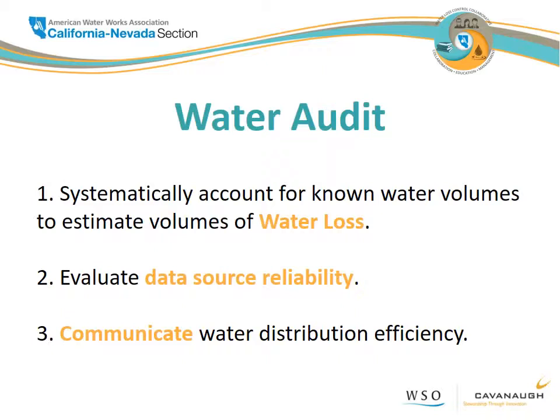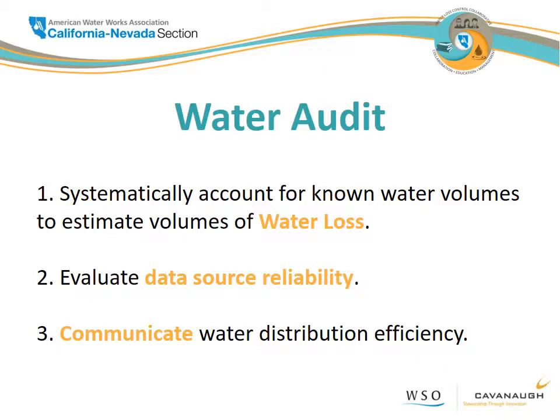The first question in defining what a water audit is, what purpose does the water audit serve? Here are three main benefits of completing a water audit. First and foremost, we estimate the volume of water loss in our system. And we do that by accounting for all known water volumes that go into and leave our distribution system.